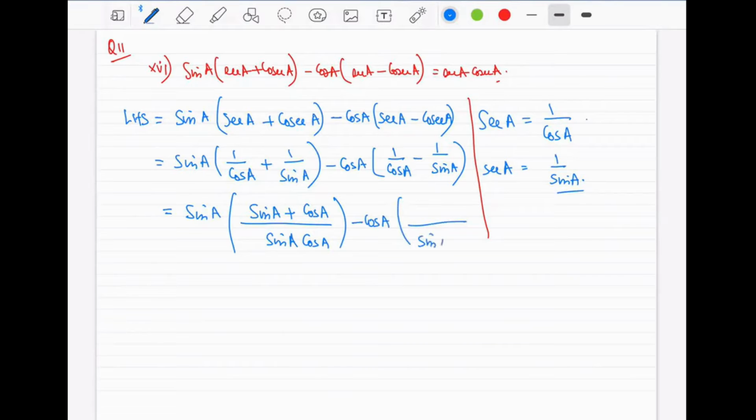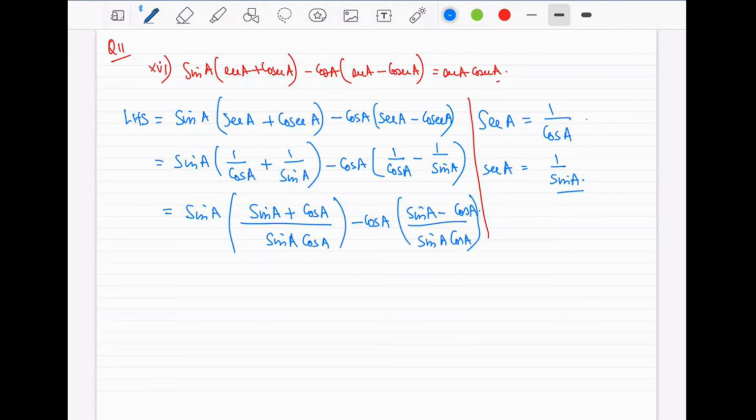We will multiply the denominator first. And then for the numerator, you do cross multiplication, 1 and sine A, cos A and 1. So 1 and sine A will be sine A, and the other one will be cos A. Remember, there is a minus sign in between. So we will put a minus sign, bracket close.